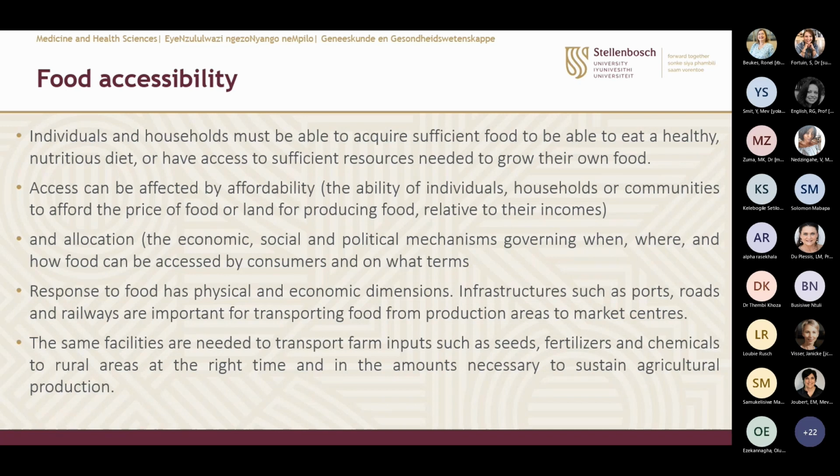So to deal with this, the response to food has to have physical and economic dimensions. We need infrastructure such as roads, where we'll be able to transport food from production areas to market centers. We also need these transports to carry things that are needed to sustain agricultural production in the rural areas.